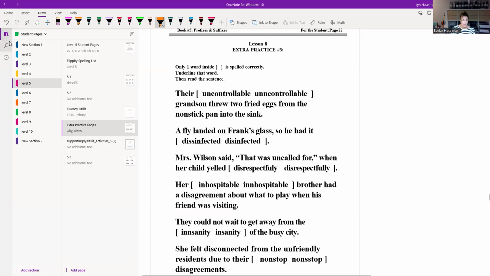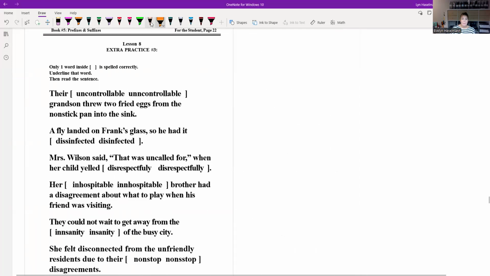Sorry, I already have it done. So, let's take a look at this one: only one word inside is spelled correctly. Underline that word, then read the sentence. So we'll underline today. Let's grab a pen. Their uncontrollable grandson threw 2 fried eggs from the nonstick pan into the sink. Uncontrollable needs 1 N, not 2.